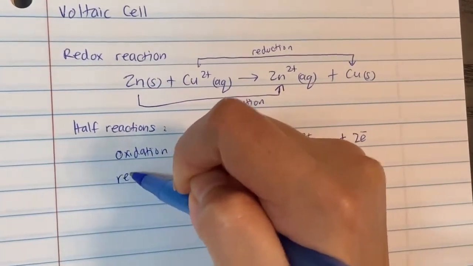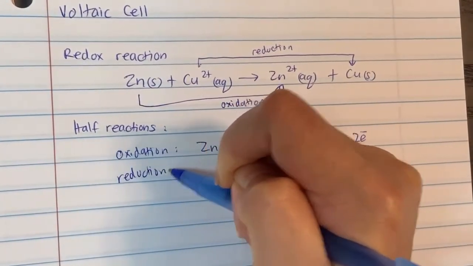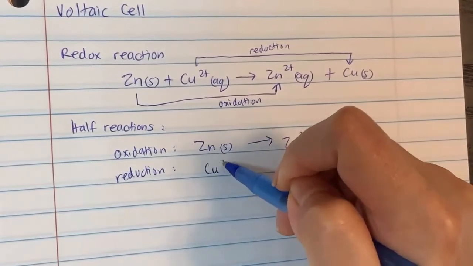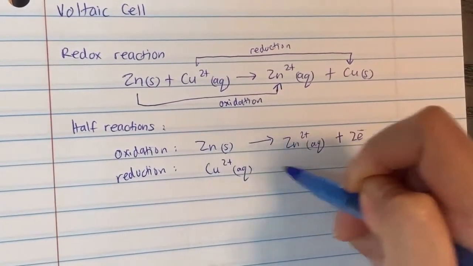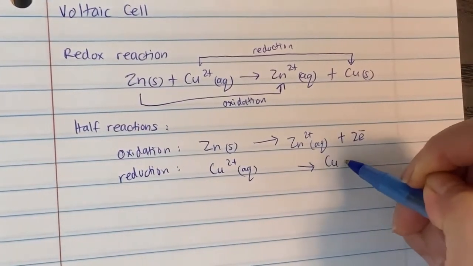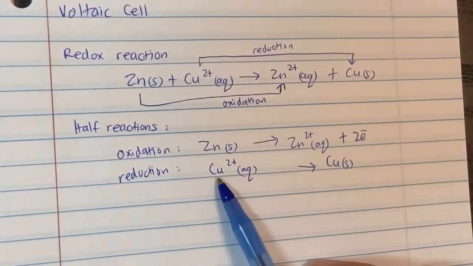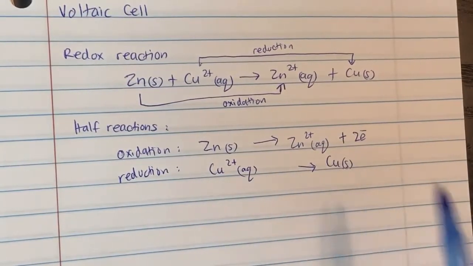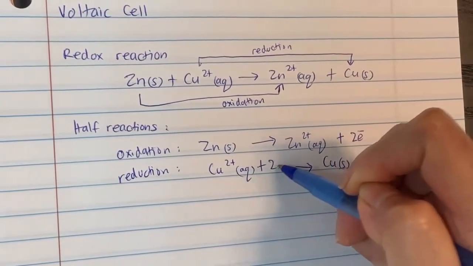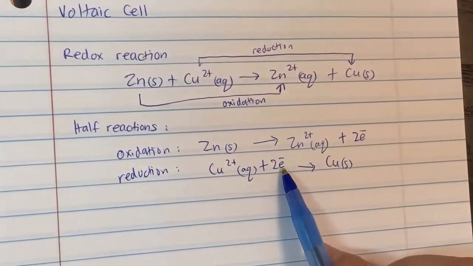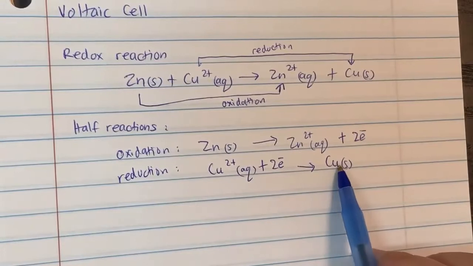On the other hand, you have reduction, where in our case copper 2 plus aqueous was turning into copper solid. Okay, so how did copper 2 plus turn into copper solid? Basically, it had to receive 2 electrons. You add the 2 electrons to the copper 2 plus, which makes it a copper solid.